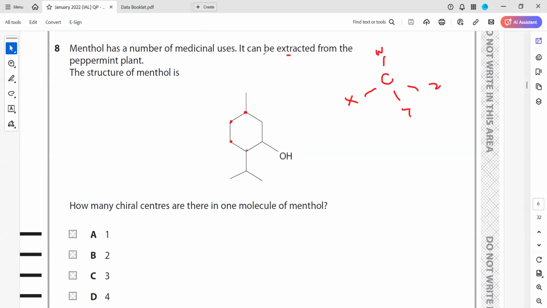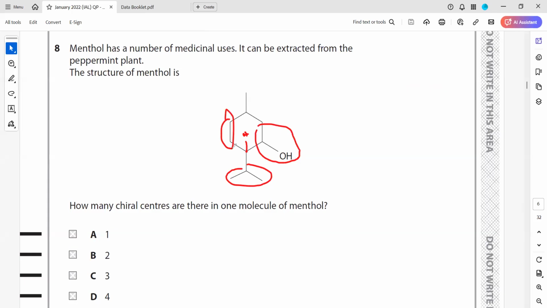No, this can be, because hydrogen is there. This group is there. This side is this group, the other side is this. And this one can also be a chiral center. Yeah, hydrogen is there. This one cannot be chiral because, same, hydrogen is there, but right and left are the same. So how many chiral? Two chiral centers.